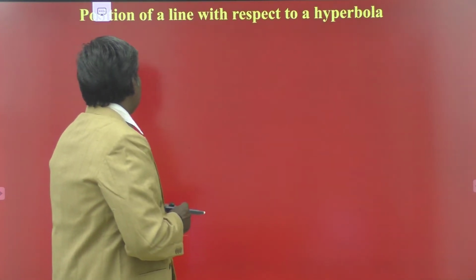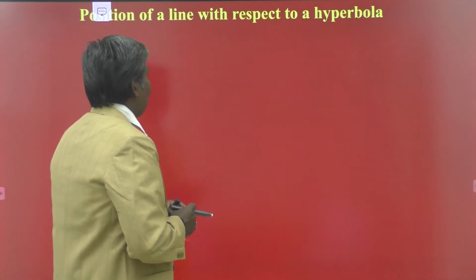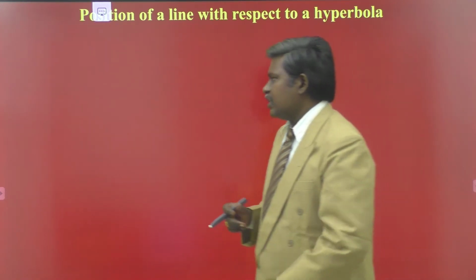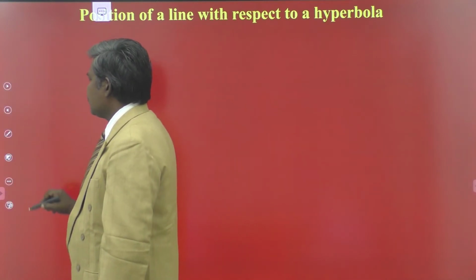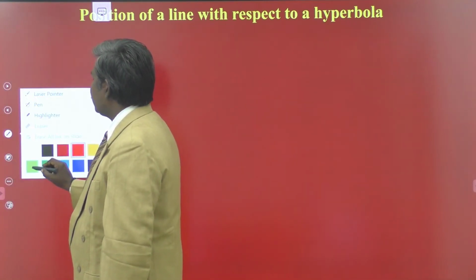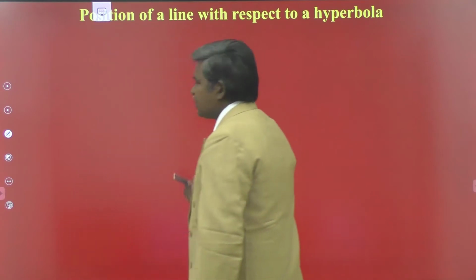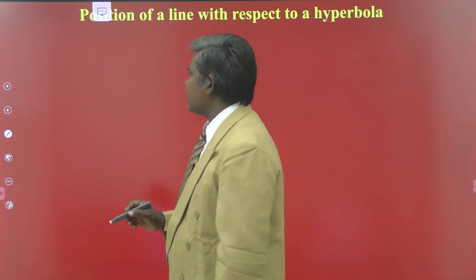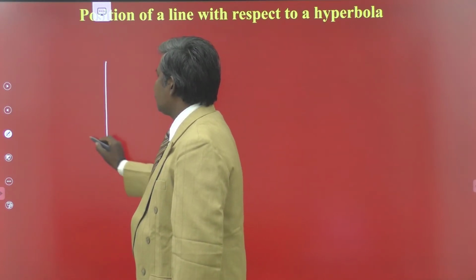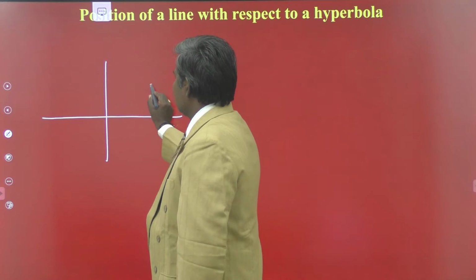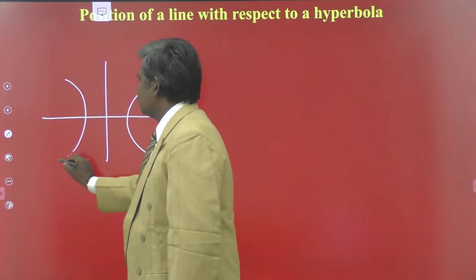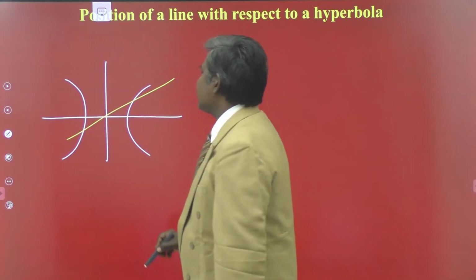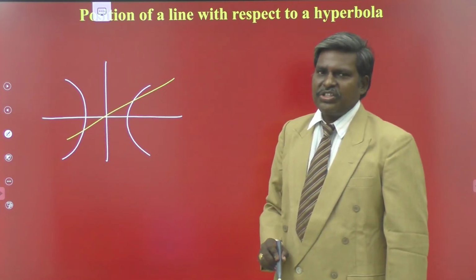So the first concept today is the position of the line with respect to the hyperbola. That means, what are the positions of a line which is in the plane of the hyperbola? Sometimes your line intersects the hyperbola at two distinct points. Suppose this is your hyperbola and this is the line, it intersects the hyperbola at two distinct points.